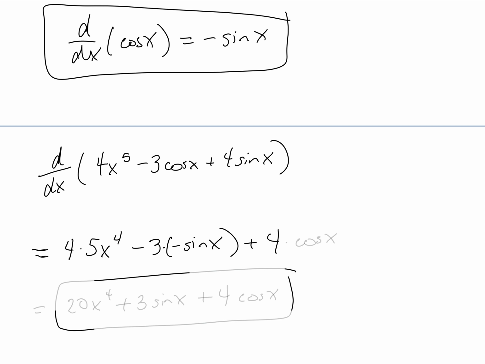Plus 4 times the derivative of sine x is cosine of x, and so that's equal to 20x to the fourth, minus a negative 3, or negative 3 times a negative is plus 3 sine of x, plus 4 cosine of x.